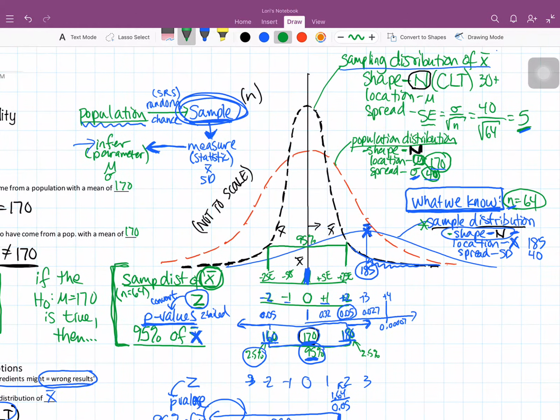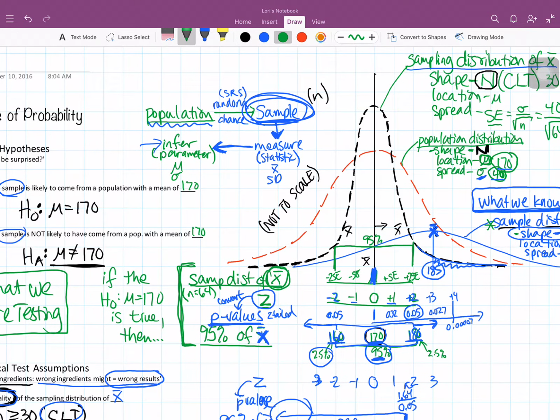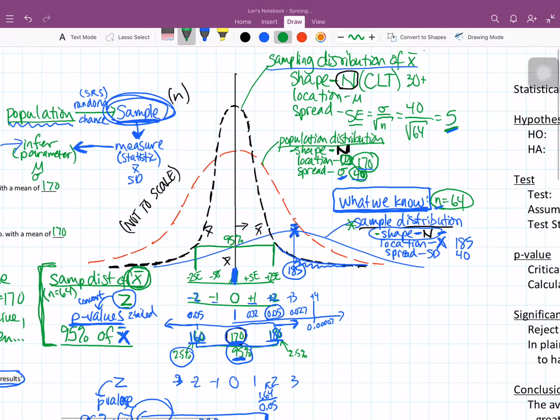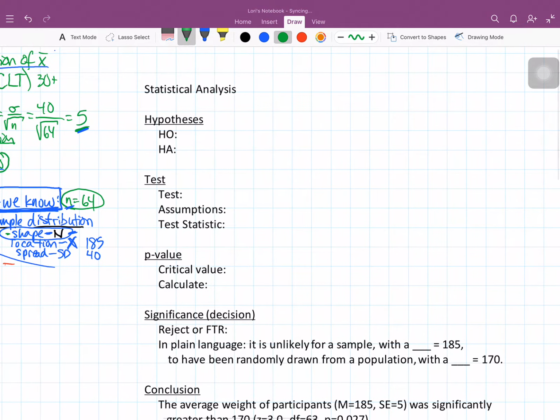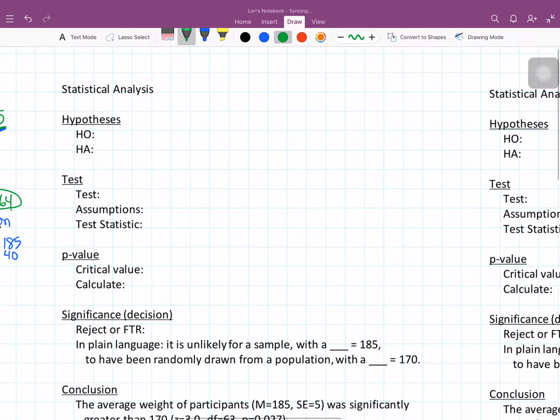In this next section, we will be looking at some actual statistical analyses and running through those in a systematic way. As a quick review, we have a sample drawn with a mean of 185, and we are testing the null hypothesis that the mean of the population that it was drawn from is equal to 170. So here's our picture of that. We've calculated our standard error, we know the mean, we have our sampling distribution, we have our 95% confidence of the X bars. So here we have our statistical analysis that goes along with that particular question.